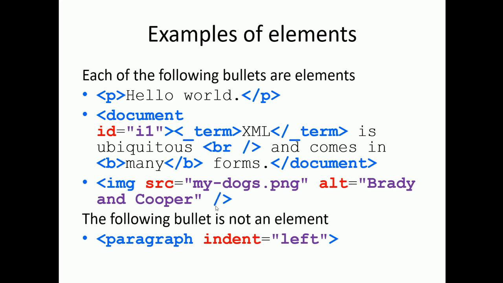An empty element, this is an empty element because we see that it has this trailing slash followed by the trailing greater than sign. But in this particular case, different than the empty element we saw before, this is an image element and it has attributes. It has a source attribute with a value and it has an alt attribute with a value.